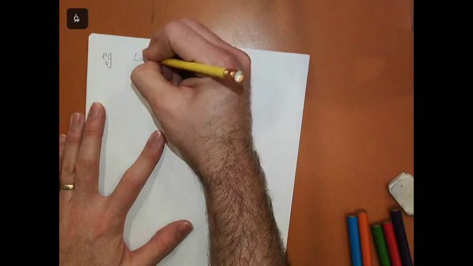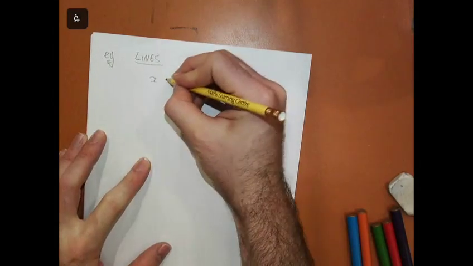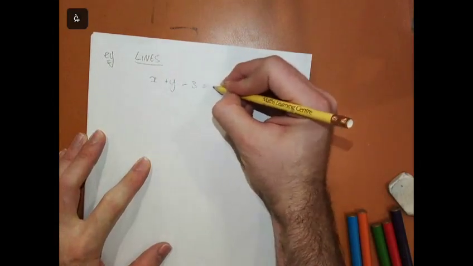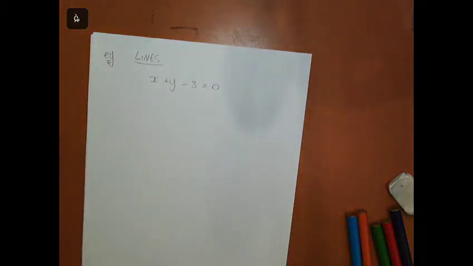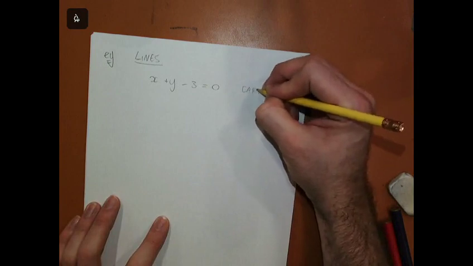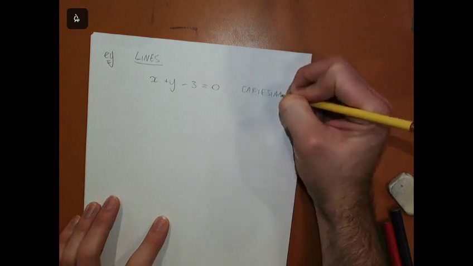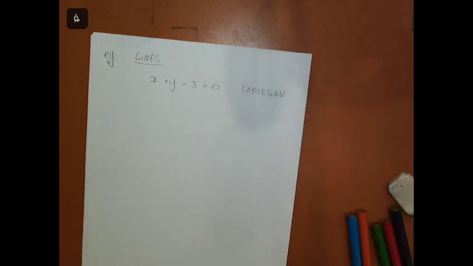We have lines. Okay, so a line, for example, might have an equation like this. x plus y minus 3 is equal to 0, and that's the Cartesian form. And that could be written in any number of different ways, x plus y equals 3, y equals minus x plus 3, various different formats. And there's a parametric form as well.